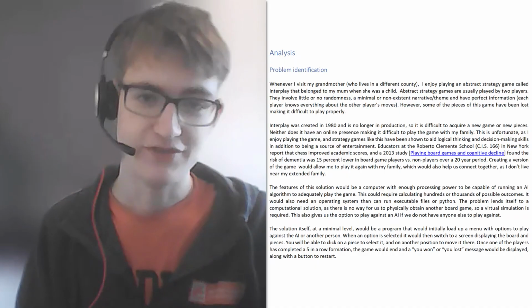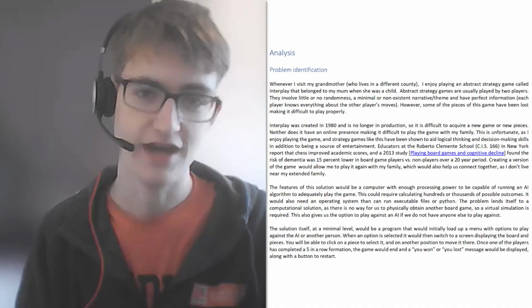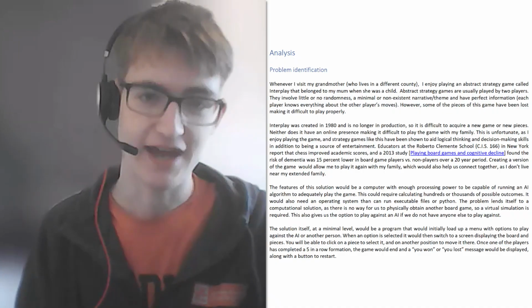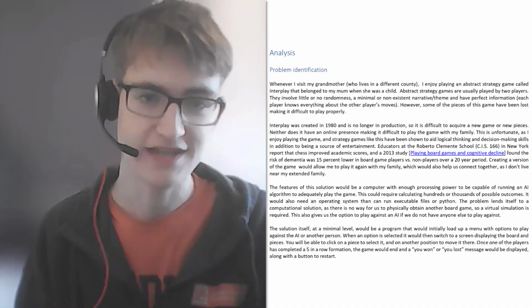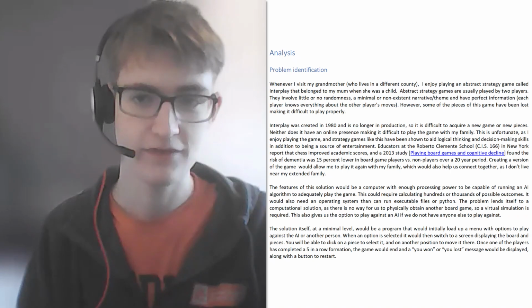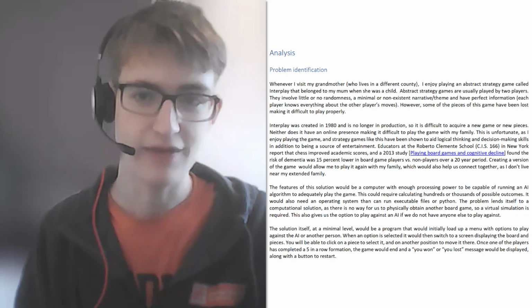I then described the solution itself at a fairly minimal level. It would have a menu with options to play against the AI or another person, and selection would then lead to a screen displaying the board and pieces. You could click on a piece to select it and then on another position to move it there. Once one of the players had completed a 5-in-a-row formation to win, the game would end with a victory message and restart button.